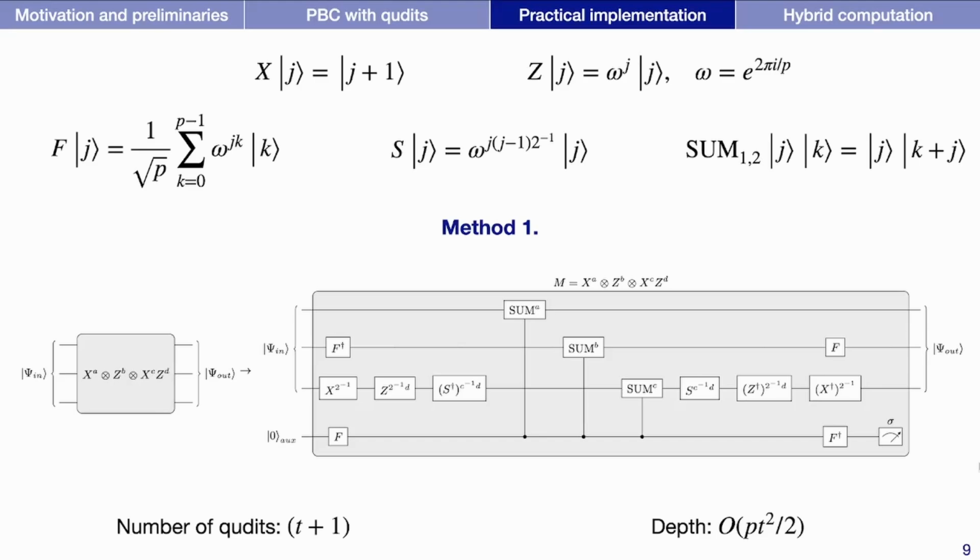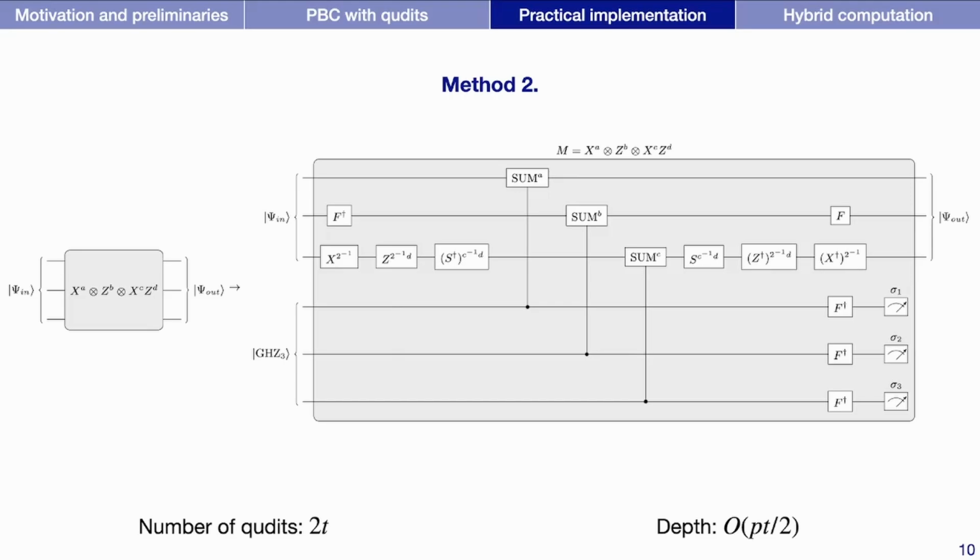But we can actually have a trade-off here between the depth and width of the circuits, and in particular we can trade time for space, and that is done by bringing in T auxiliary qubits instead of just one, and we bring them in and initialize them in a GHZ state, a generalized GHZ state, as you see here. And the advantage of doing this is that now this cascade of gates can be performed in parallel.